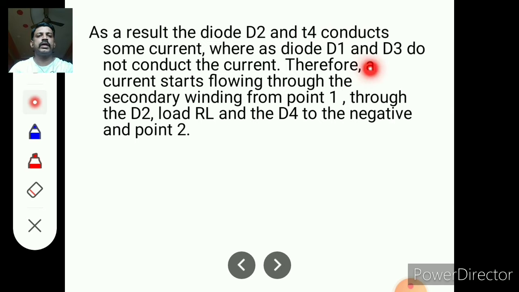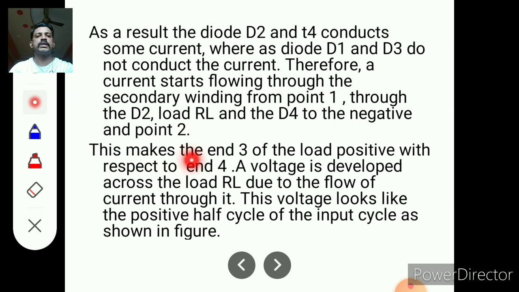Therefore a current starts flowing through the secondary winding from point 1 through D2, RL and D4 to the negative point 2. This makes end 3 of the load positive with respect to end 4. A voltage is developed across the load RL due to the flow of current through it. This voltage looks like the positive half cycle of the input cycle, as shown in the figure.